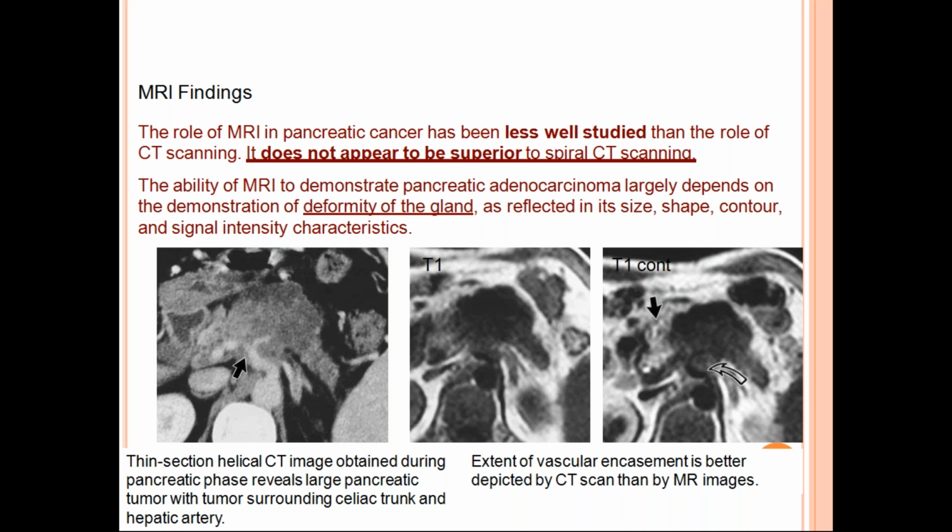Next is the MRI. So per se role of MRI in pancreatic cancer is very less studied because CT is high. Okay, it does not appear to be superior to spiral CT scanning. The ability of MRI to demonstrate pancreatic adenocarcinoma largely depends on the demonstration of deformity of the gland as reflected in its size, shape, contour, and signal intensity characteristics.